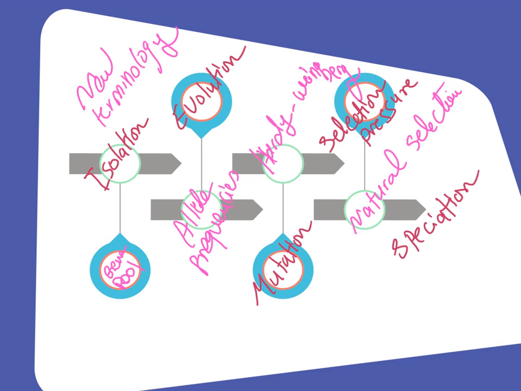In this lesson you are going to learn new terminology including isolation, gene pool, evolution, allele frequencies, Hardy-Weinberg equilibrium and Hardy-Weinberg equation, mutation, selection pressure, natural selection, and speciation. Let's get started.